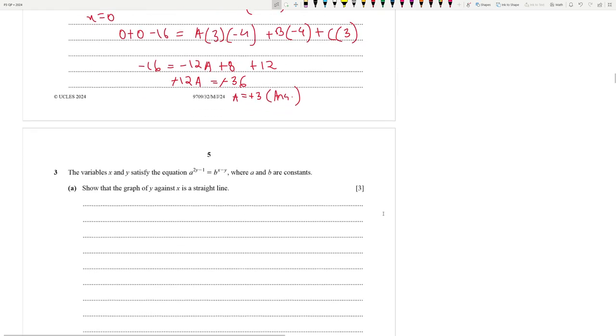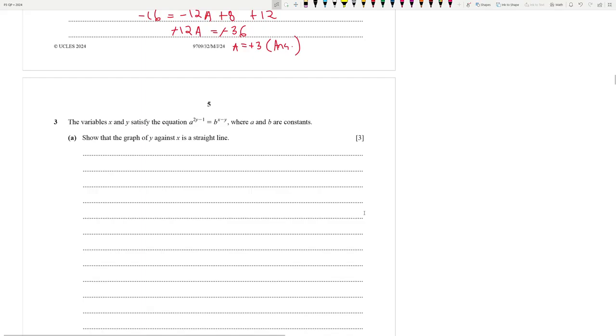That was it. Now the variables x and y satisfy the equation a to the power 2y minus 1 is equal to b to the power x minus y. Show that the graph of y against x is a straight line. Okay. a to the power 2y minus 1 equals b to the power x minus y. Let's apply ln. So ln a to the power 2y minus 1 equals ln b to the power x minus y. So (2y minus 1) ln a is equal to (x minus y) ln b.